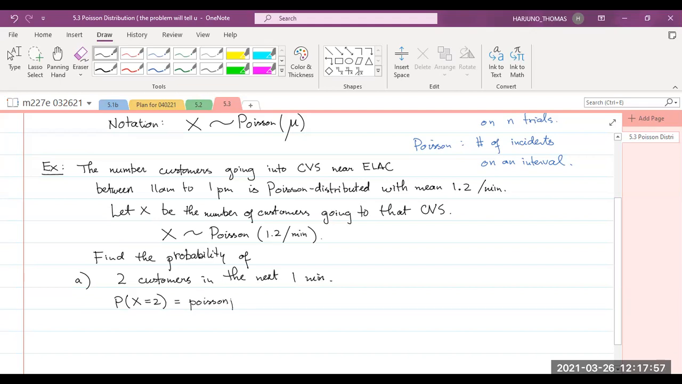Poisson Pdf. Just like the binomial case, if you want exactly 2 customers, like 2 incidents, then you will use Poisson Pdf. And the numbers inside will be 1.2, that's the average per minute, comma 2. Okay, and you want 2 events. The number of successes is 2.